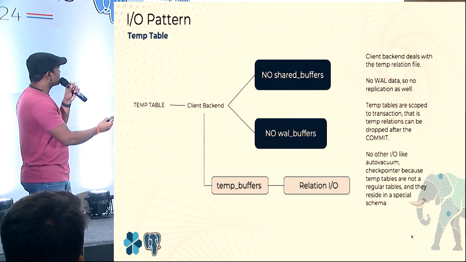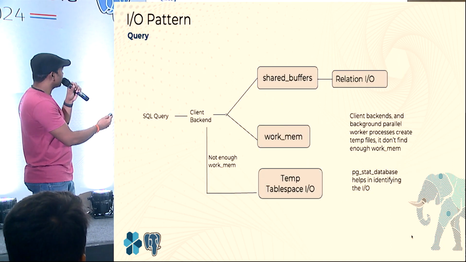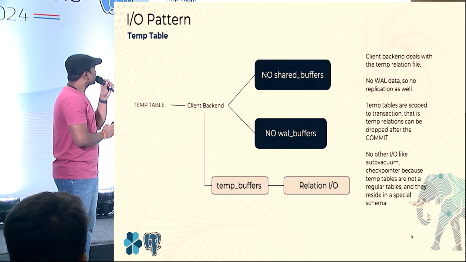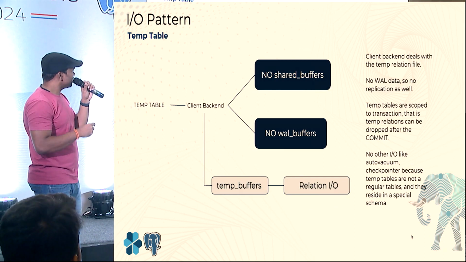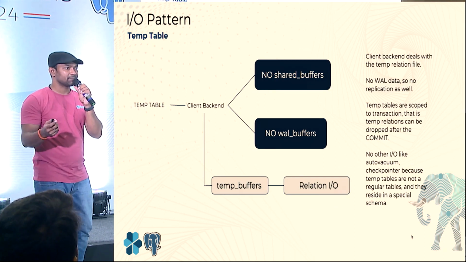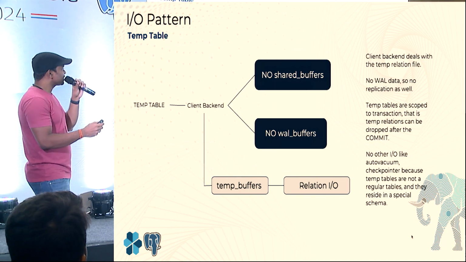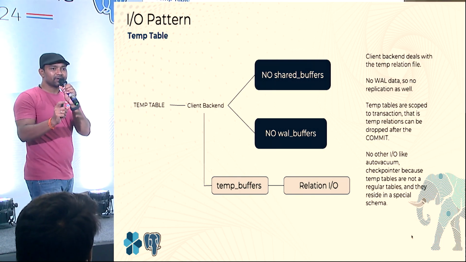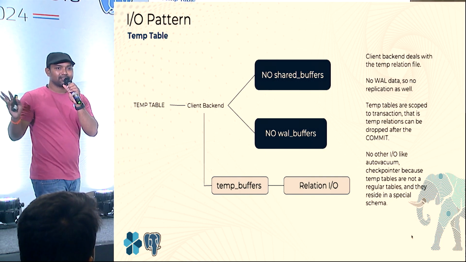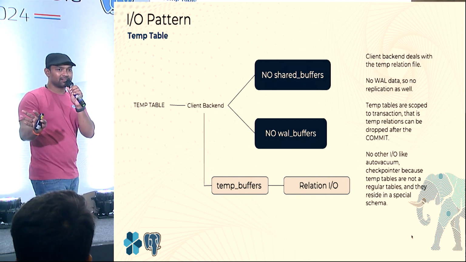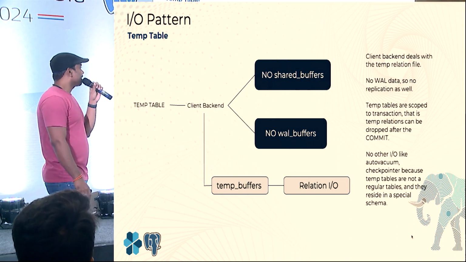Okay. So another I/O pattern is temporary tables. When we create any temp tables inside Postgres, they don't go to WAL buffers, because temporary tables don't get replicated. So there is no I/O from the WAL writer. So we are good there.